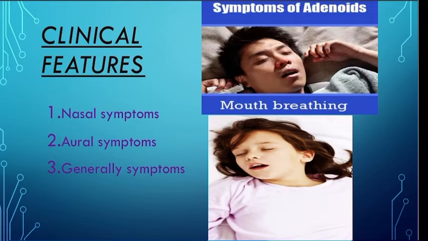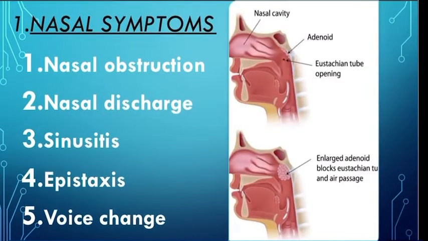Clinical features: they are divided into 3 types: nasal symptoms, oral symptoms, general symptoms. Nasal symptoms: nasal obstruction, nasal discharge, sinusitis, epistaxis and voice change. Here we'll be dealing with each of them. Nasal obstruction is the commonest symptom. It leads to mouth breathing.